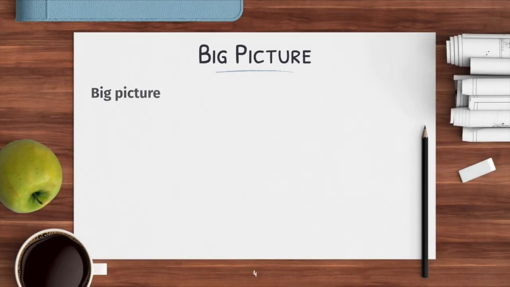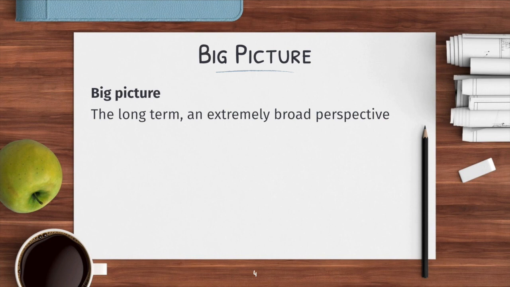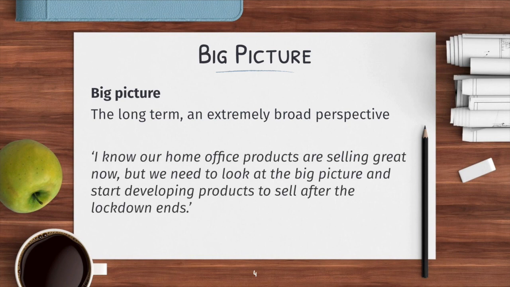Next, the big picture. This is the long term or an extremely broad perspective. You're not looking at the short term, you're not looking at the details, you're looking at the entire situation as a whole. For example, I know our home office products are selling great now, but we need to look at the big picture and start developing products to sell after the lockdown ends. Maybe you're making a lot of money from the home office products, but you need to look long term. Focus on the far future because people won't buy the home office products much after the lockdown's over.